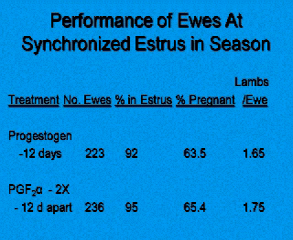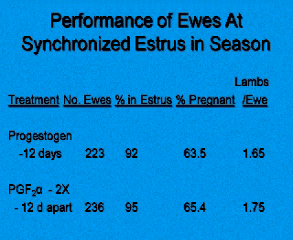So here we have a demonstration of the effects. We give a progestogen for 12 days. In this case, this was a progestin called fluorogestone acetate given in intravaginal sponges to deliver it. 223 ewes were used, and we had 92% of them in estrus. 63.5% of those were pregnant, and they dropped 1.65 lambs. So that's a pretty successful synchronization of estrus. Those all came in heat in about a day and a half to 2 days.